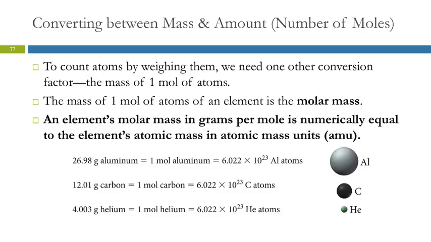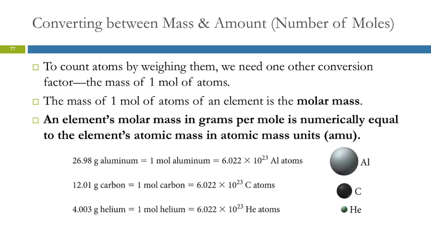So we talked about counting atoms by weighing them. We still haven't done that yet. We need one more conversion factor, and that would be the mass of 1 mole of atoms. That is called the molar mass. So think about this. The atomic mass is the mass of an atom. The molar mass is the mass of a mole of atoms.